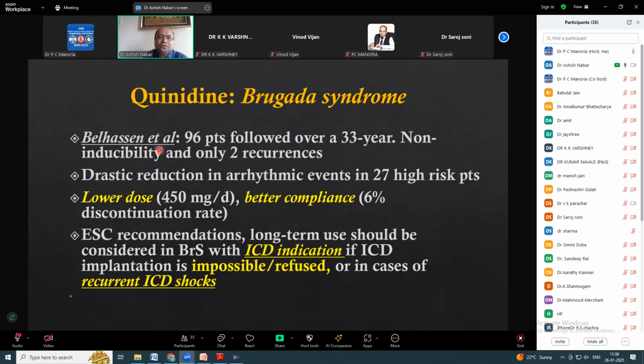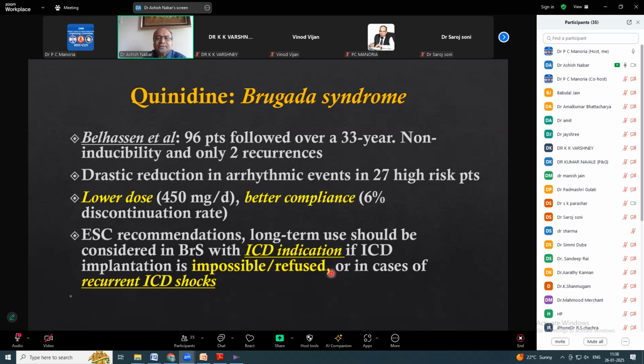So this is normalized, and that is how it reduces the VF or polymorphic VT recurrence. So once again, we turn to Belhassen's studies, which showed that only 2 of his 96 patients on quinidine had a recurrence of VT or VF. So those are magnificent results. What he advises is to use a lower dose because of those GI side effects, and that gives you better compliance. So quinidine is again indicated in Brugada syndrome. Well, sometimes it is not possible to implant an ICD, which is of course the first choice, or the patient refuses, due to cost constraints or refusal, then the way to go is quinidine.